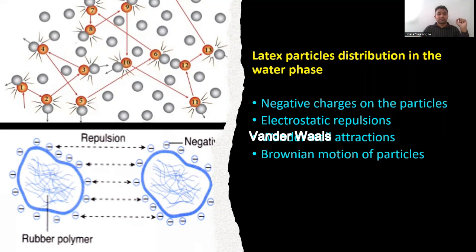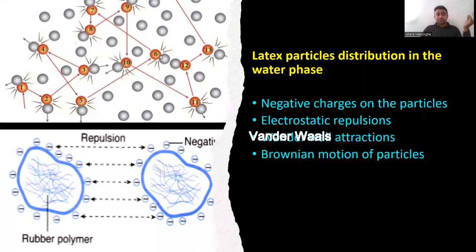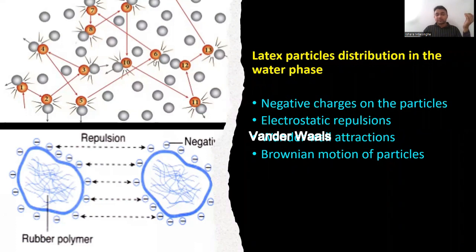Dispersed in the water phase, you can see there are collisions and movements. Particles have some velocity, and they have some attraction. Those are called van der Waals attraction forces. So there are van der Waals attraction forces in between.